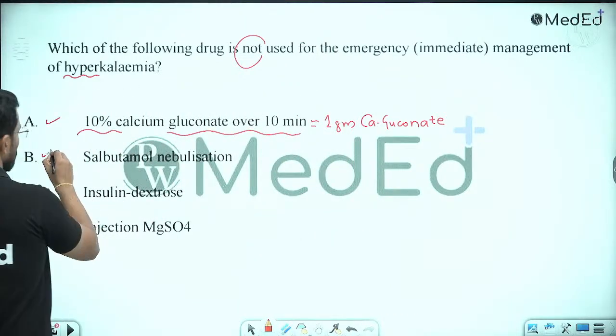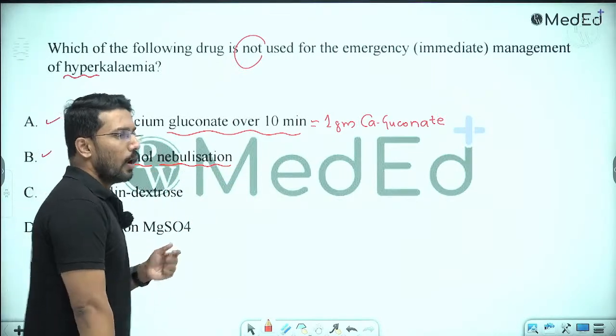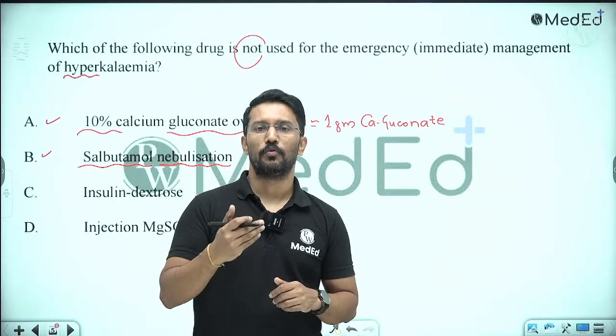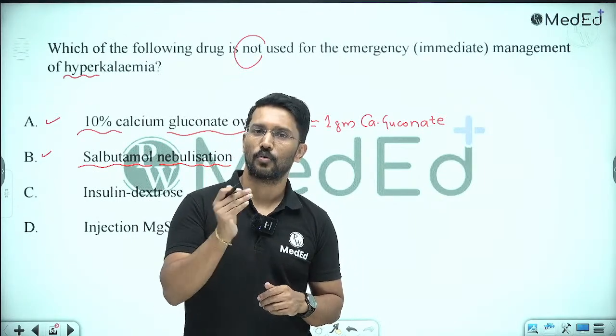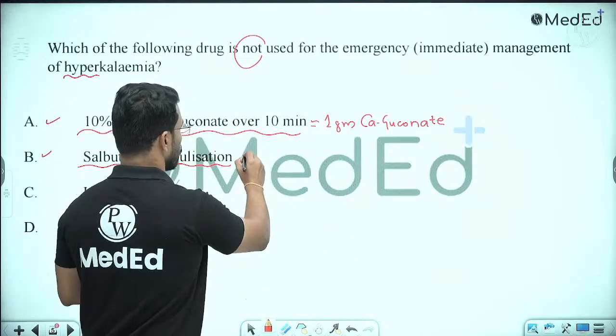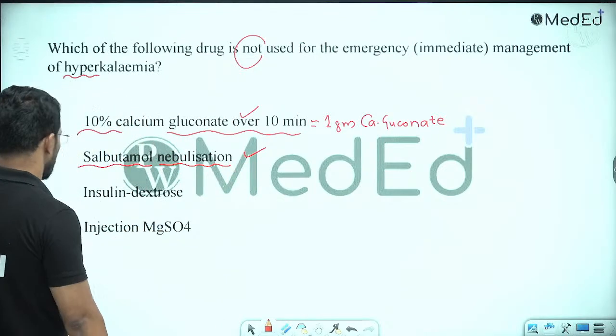Then number 2, salbutamol nebulization. How does salbutamol help? Salbutamol helps in the case of hyperkalemia by causing shift of potassium from the extracellular to the intracellular compartment. So it can be used for acute treatment. So I'm going to use calcium gluconate for sure. I'm going to use salbutamol nebulization also.